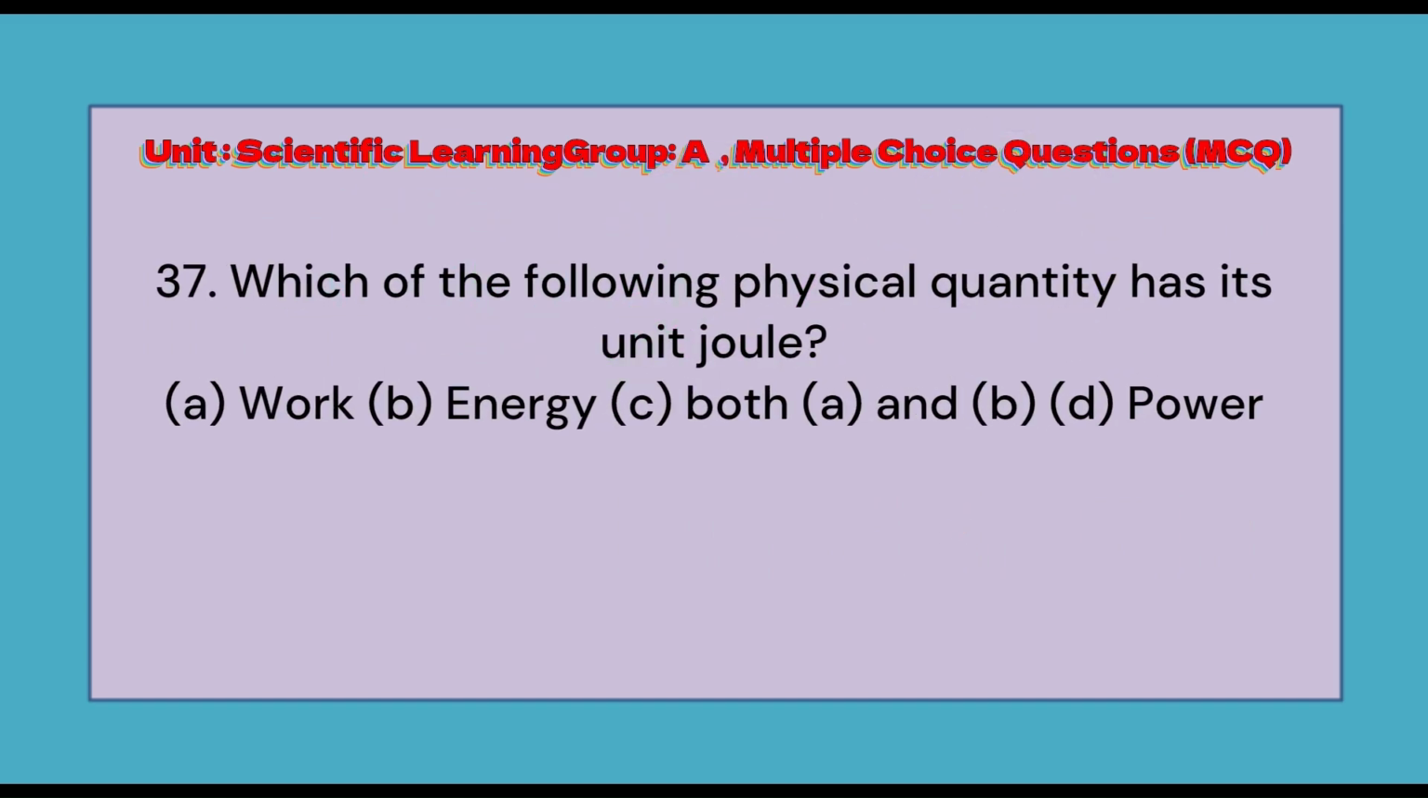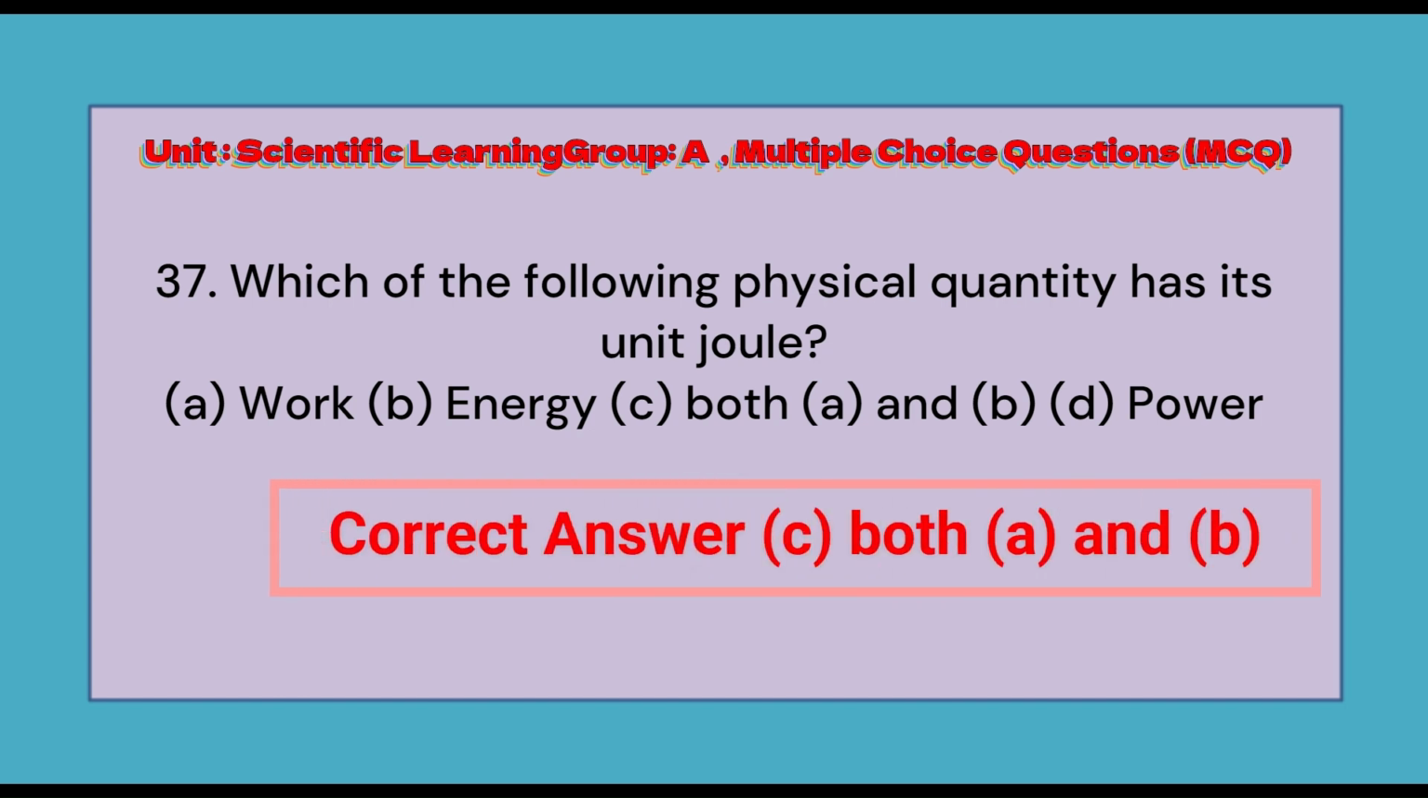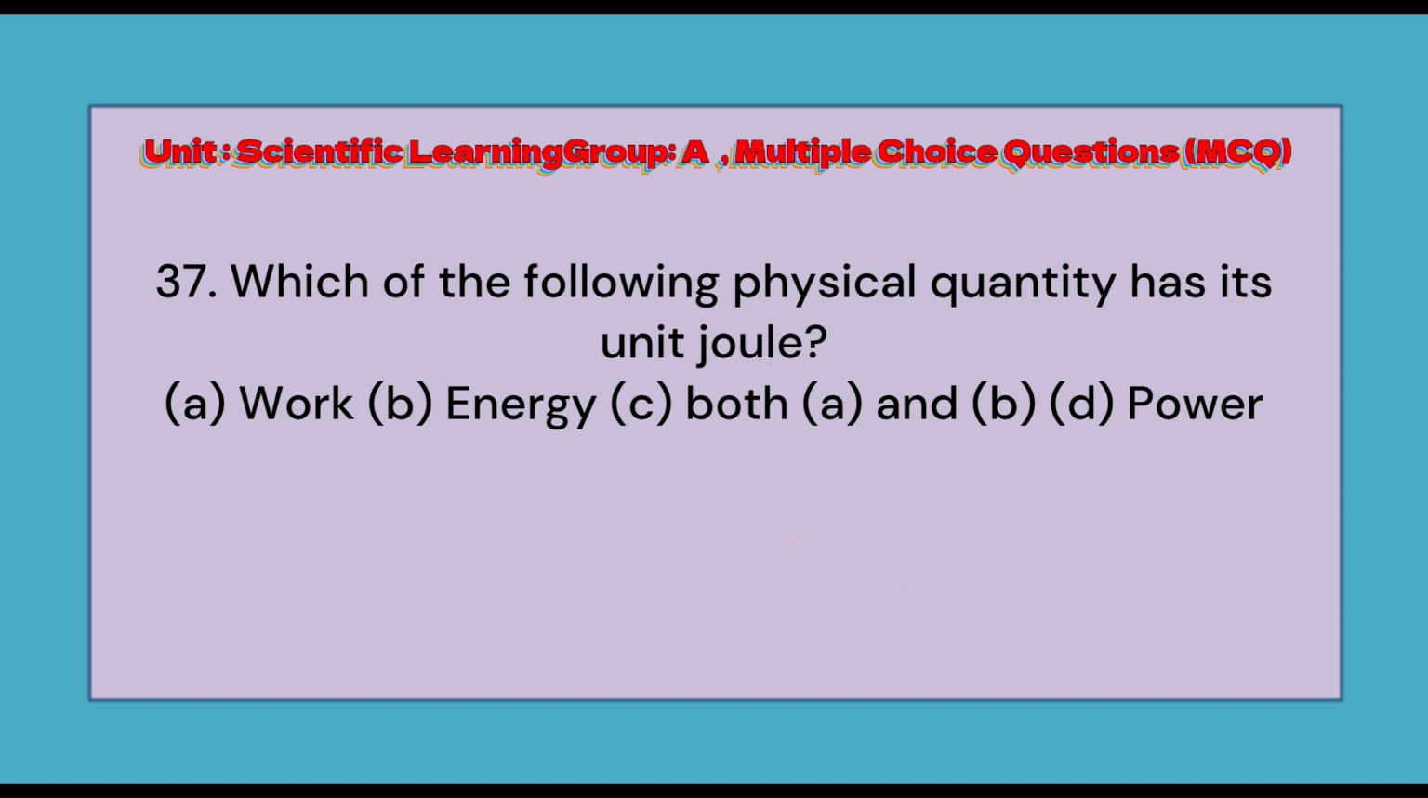37. Which of the following physical quantities has its unit joule? A. Work. B. Energy. C. Both A and B. D. Power. Correct answer. C. Both A and B.